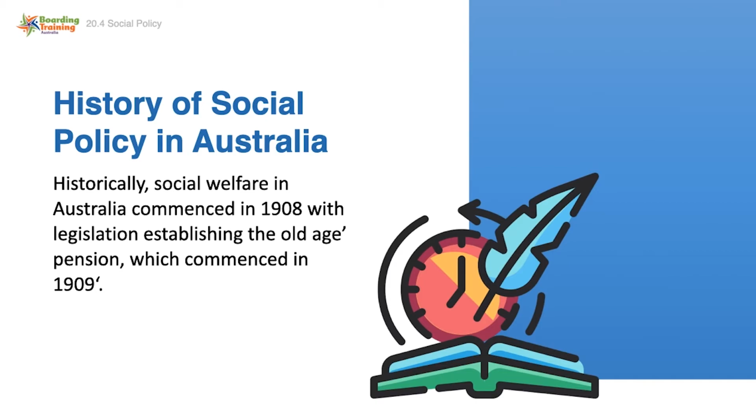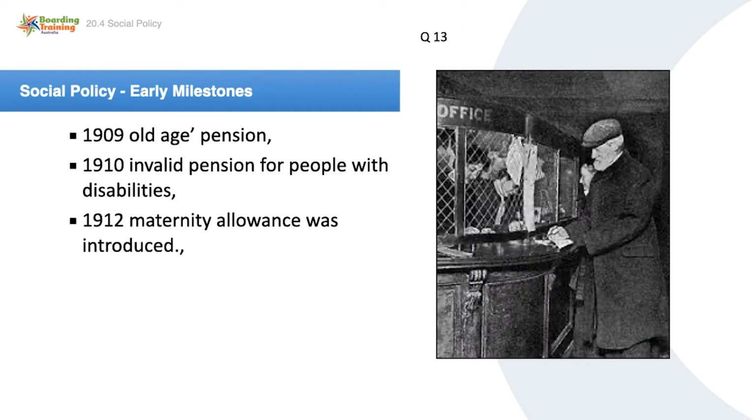And this pension commenced in 1909, and we just look here at three of the very early milestones of social policy. In 1909 we had the old age pension. In 1910 we had invalid pension for people with disabilities. 1912 we had maternity allowance, and maternity allowance has continued in one form or another ever since, and this should help you with question 13.